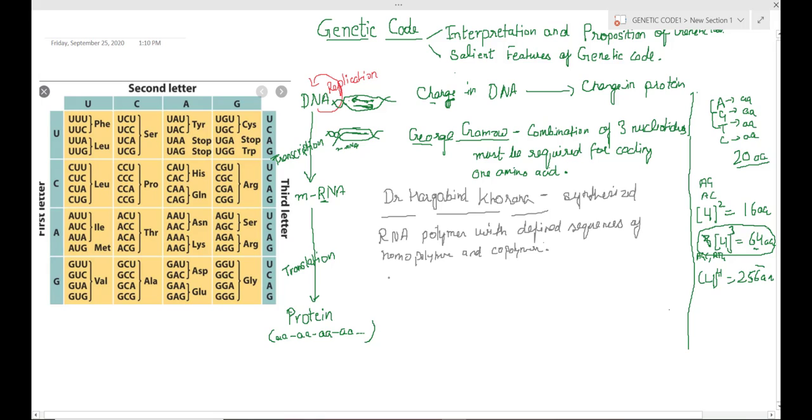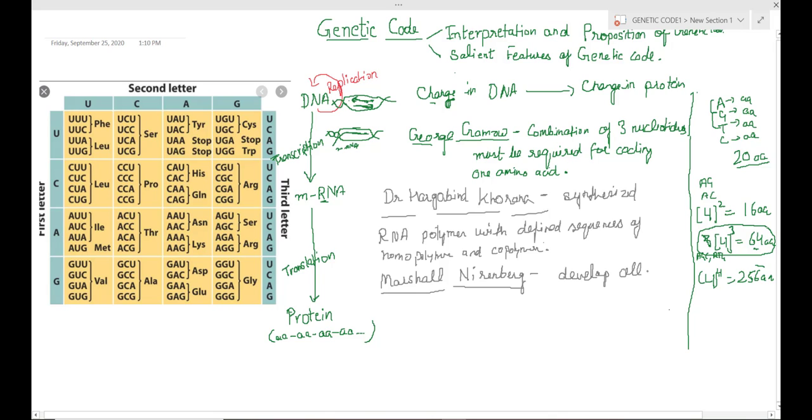The next scientist in this category is Marshall Nirenberg. Marshall Nirenberg, Hargobind Khurana and one more scientist, Holley, got the Nobel Prize in 1968 for their discovery. Marshall Nirenberg developed the cell-free system for protein synthesis.